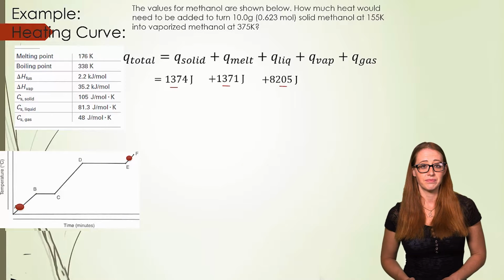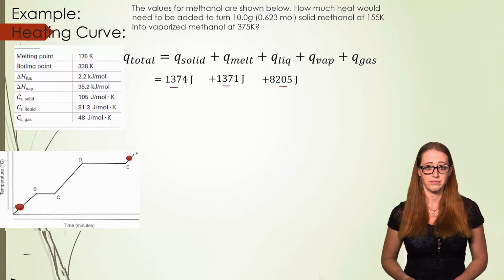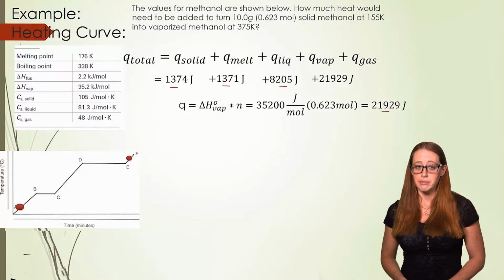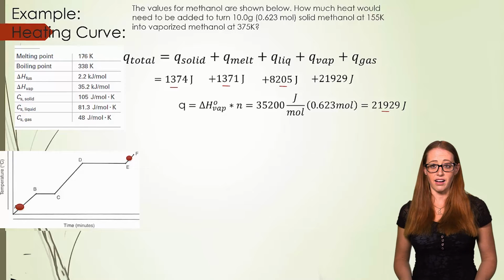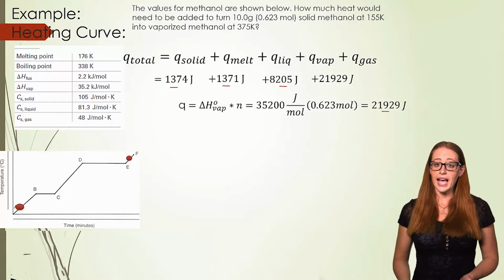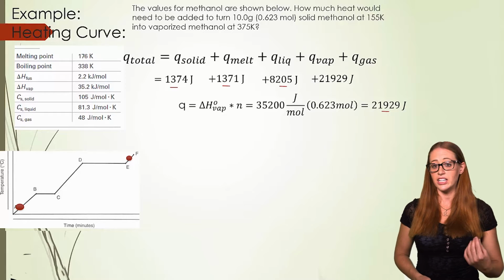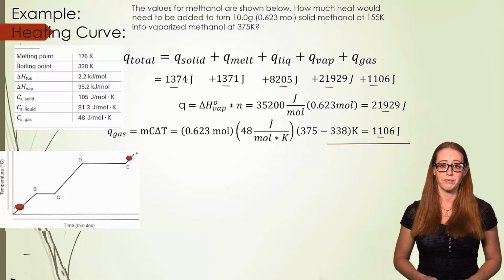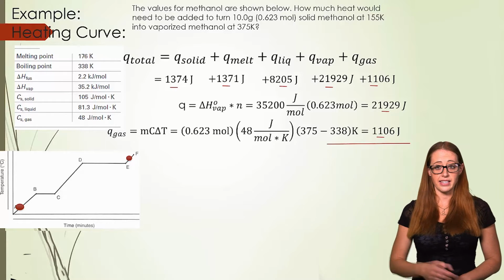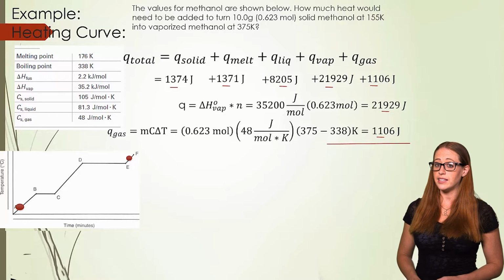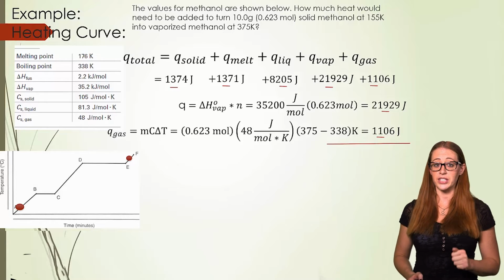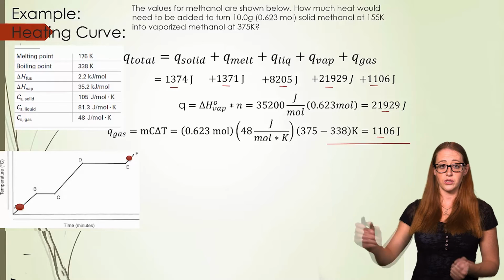Now let's keep moving on. We need to find our Q of vaporization. For this, we use our heat of vaporization and our moles to find out how much heat is required to boil the sample. Be careful that you're grabbing the heat of vaporization and not fusion. Lastly, we find out the heat that is required to heat our now gas sample from its boiling point to the final temperature of 375. We'll very carefully pull the C of the gas from our table, fill in the moles, and then use our temperature change from the 338, where it was when it started boiling, to the 375.